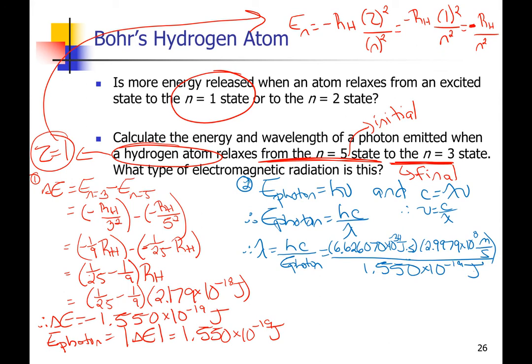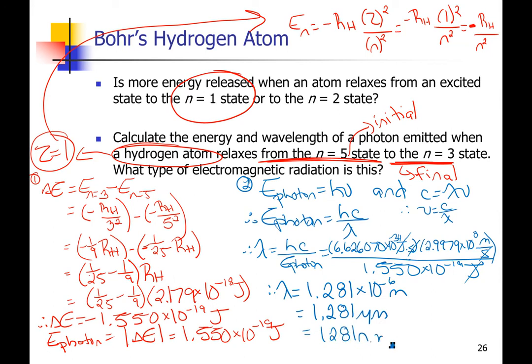So my joules cancel. My seconds cancel, or my per hertz would cancel with my per second. And so when I plug all of those numbers into my calculator, I get 1.281 times 10 to the minus 6 meters, which is equivalent to 1.281 micrometers, or if you prefer, 1,281 nanometers. Either of those would be a good way of expressing your answer without having to use scientific notation.